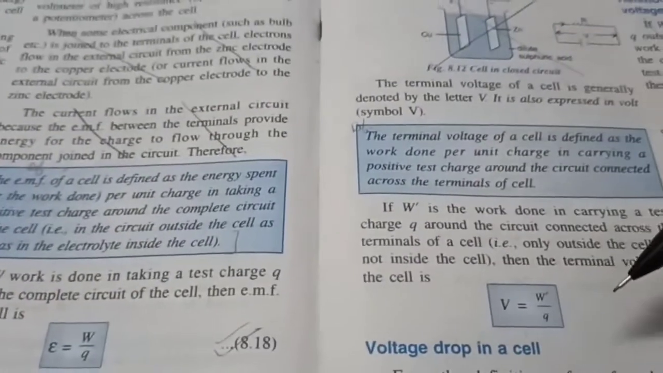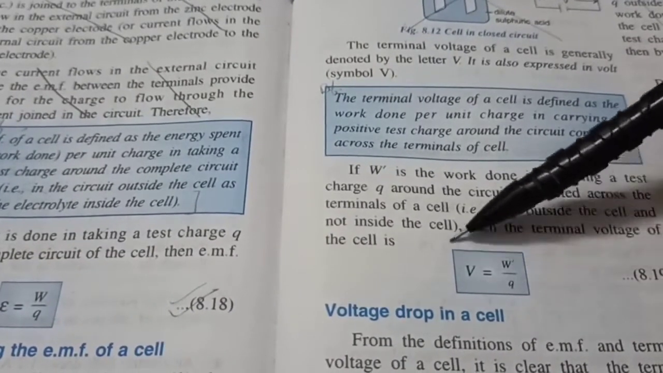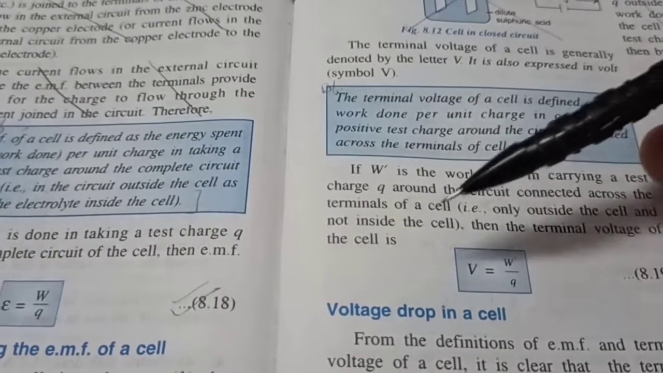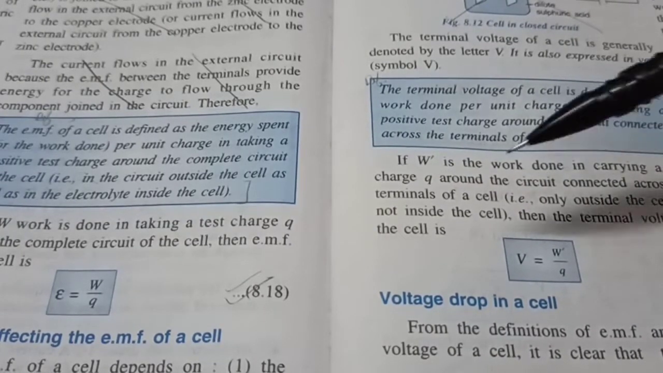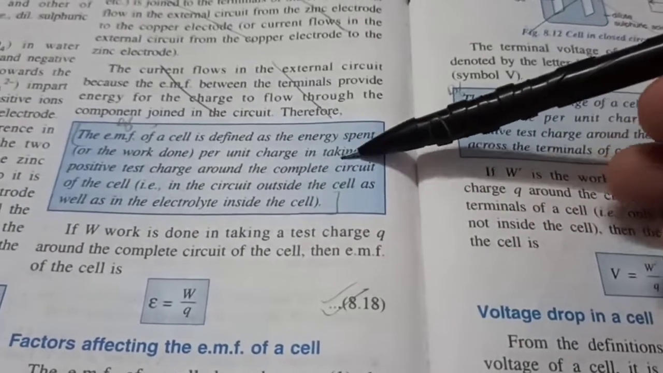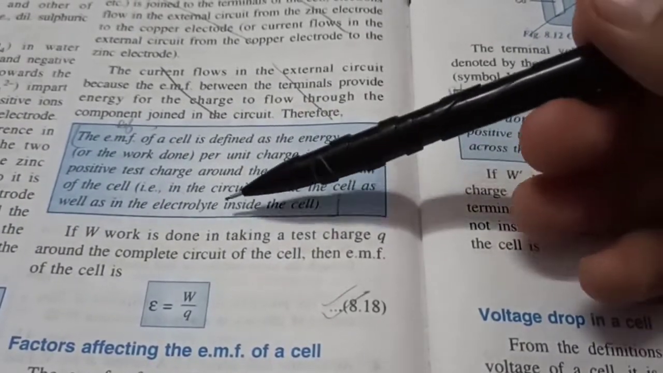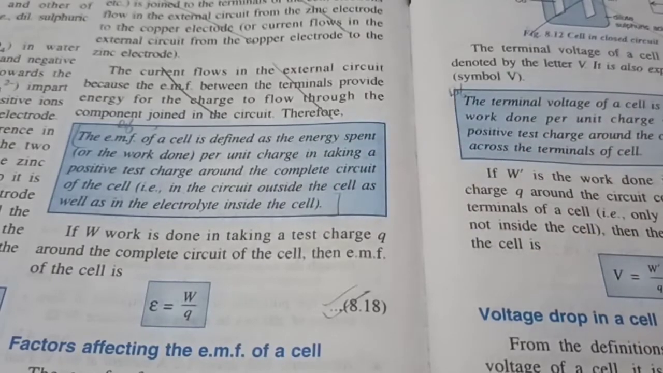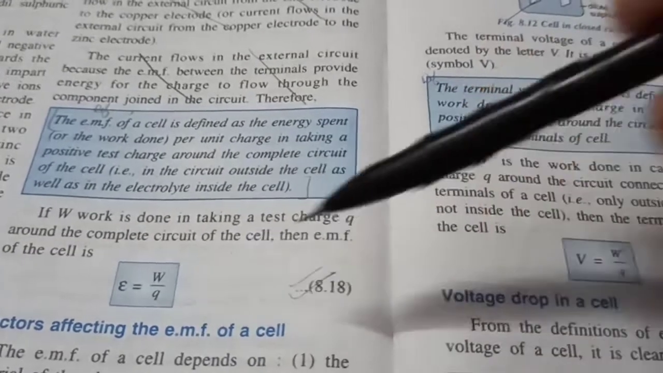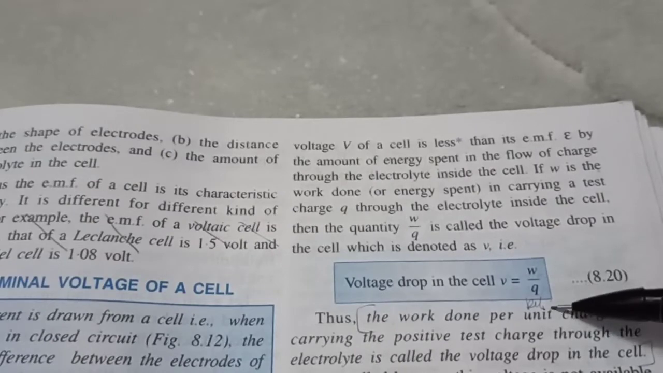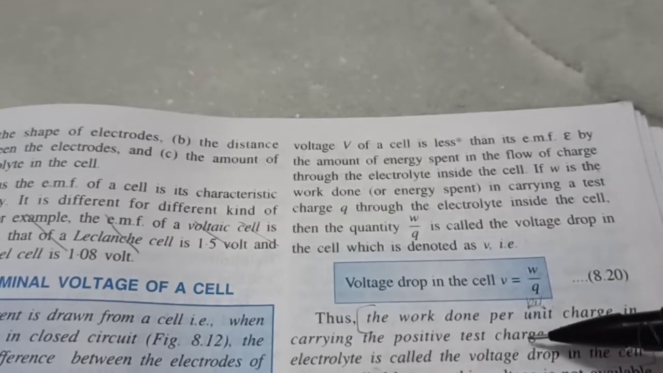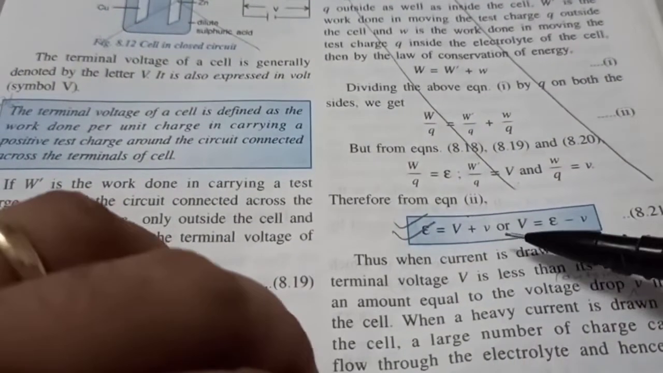That is exactly how we had found the formula of potential difference as well, but the difference is that here the work done is from the positive terminal to the negative terminal, that is only across the circuit. But here it is around the complete circuit, that is the circuit outside the cell as well as inside the cell, the electrolyte inside the cell, both combined. And the difference between the two is called the voltage drop. So you can say voltage drop is the amount of work done in carrying a unit positive charge through the electrolyte inside the cell. So the total EMF is potential difference plus voltage drop.